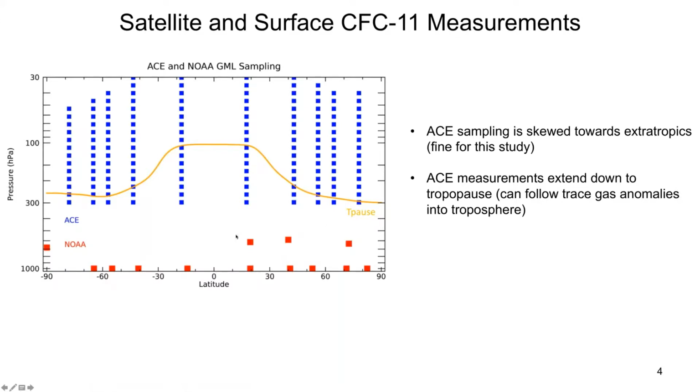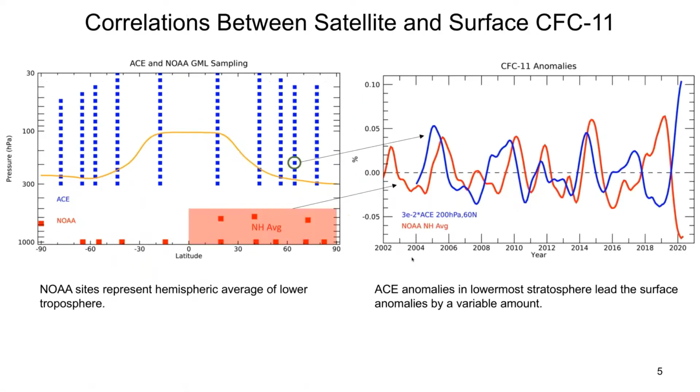And then for the surface measurements, I'm using the NOAA network to represent what's happening in the lower troposphere. All right, so I'm just going to be looking at hemispheric averages at the surface. So that's shown here. We assume that the NOAA sites represent a lower tropospheric hemispheric average essentially. And so we're connecting what's going on in the stratosphere by the ACE measurements to what we see at the surface. There's a bit of a gap in altitude, but the ACE measurements extend down roughly to the tropopause. So they get through most of the time of transport.